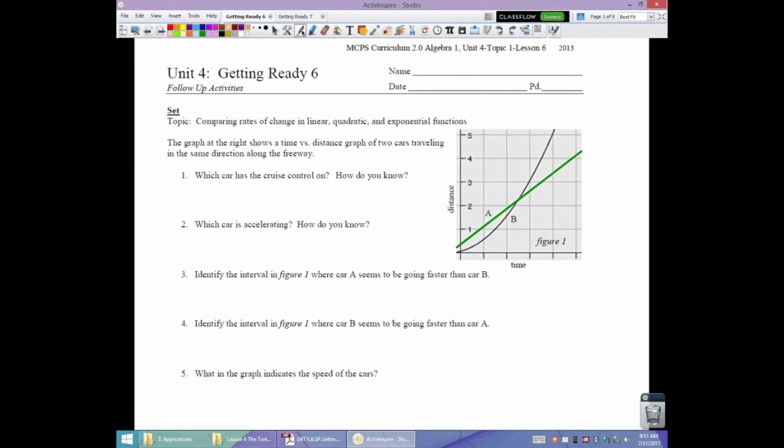Now, I know you don't drive yet, but cruise control is when you can set the car at a certain speed and it will maintain that speed. It will brake for you, it will feed gas for you to maintain whatever speed you set. So what we're looking for here is something that has a constant rate of change, a constant speed. So that one would be car A, and we know that because it's a line. It shows the constant rate of change, a constant speed.